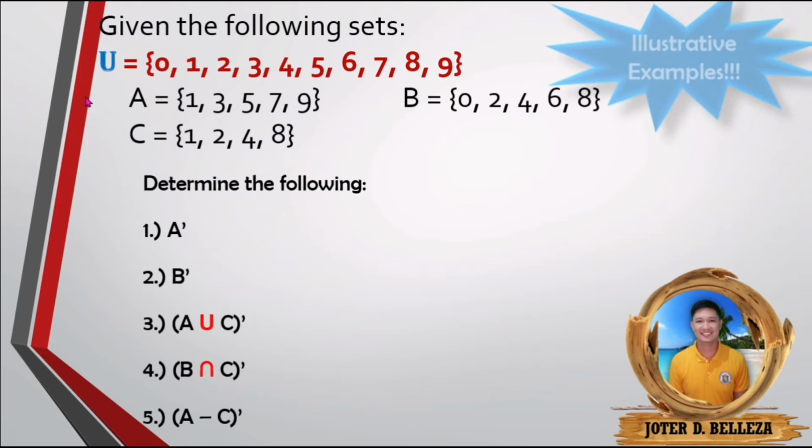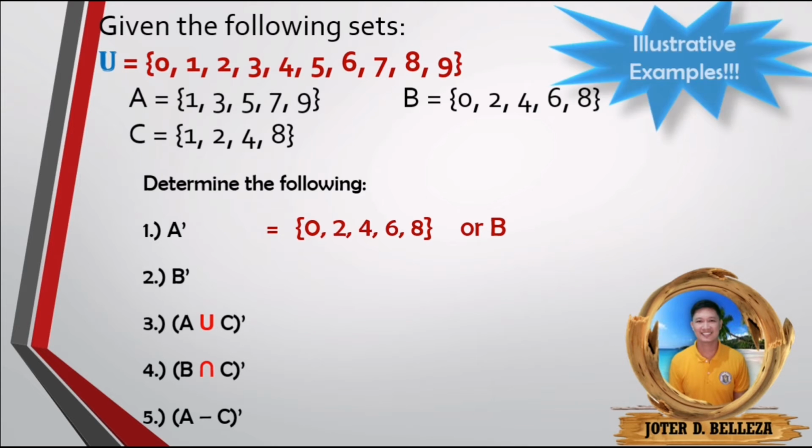Now, notice that there are elements of the universal set U that are not found in set A, right? So what are those elements? Okay, correct. So those are 0, 2, 4, 6, and 8. Meaning to say that the complement of set A is a set containing those elements of the universal set that are not found in set A. And those are, again, 0, 2, 4, 6, and 8. Or we can say that the complement of set A is set B. Why? Because set B is a set containing 0, 2, 4, 6, and 8.